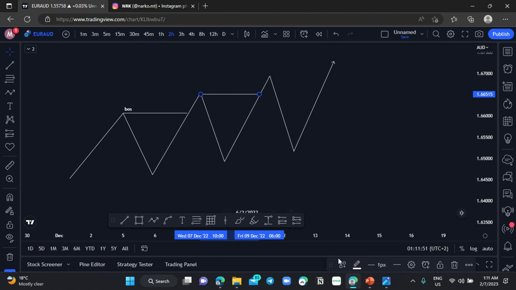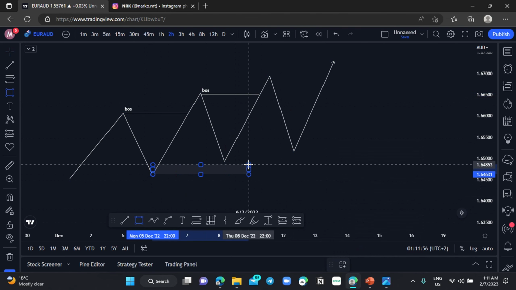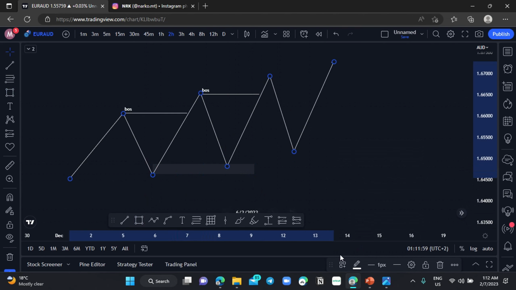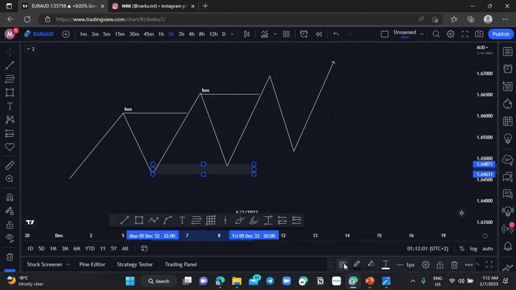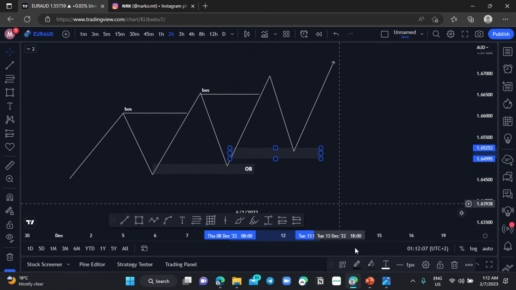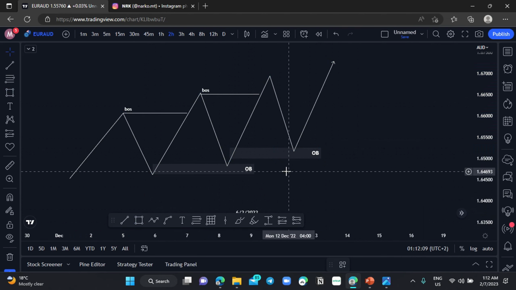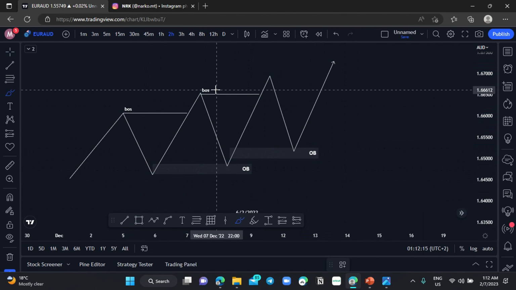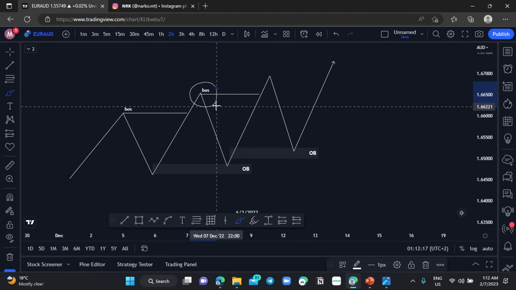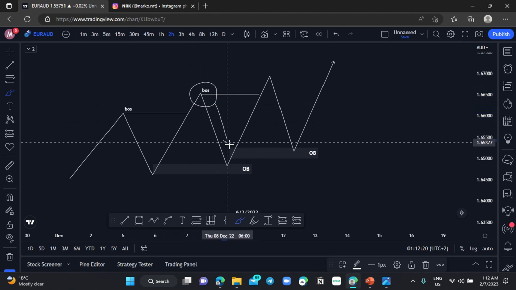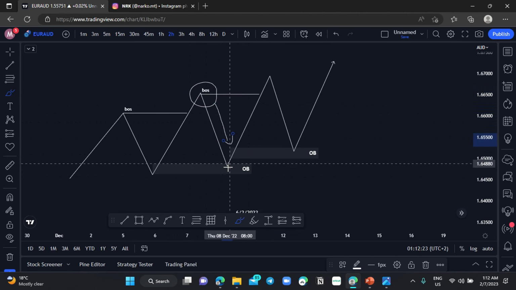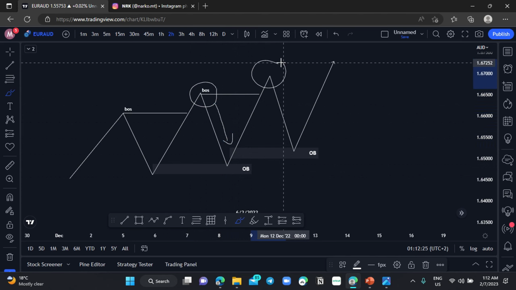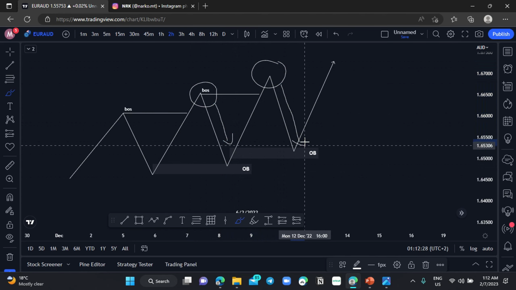Okay, so what we have here is this break of structure, and here we have our order block. So in this video, what I'm going to show you is how you trade this grab of liquidity and this pullback to the downside to your OB, this pullback to the downside to your order block.